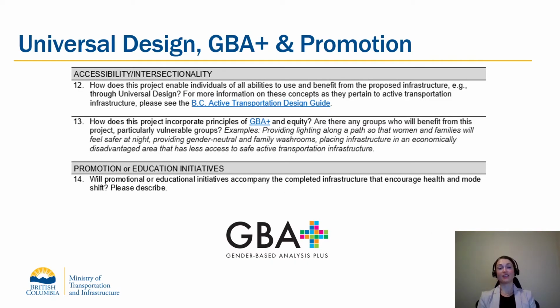Universal design and inclusion for people of differing abilities and genders is important when designing any AT infrastructure. For example, improved lighting can make AT safer for those who feel less safe traveling at night. Ramps, audible walk signals, and flashing lights help people with different physical abilities access active transportation. There are resources to learn more about the provincial considerations for GBA+, which is Gender-Based Analysis Plus, or AT Design Guide accessibility requirements.